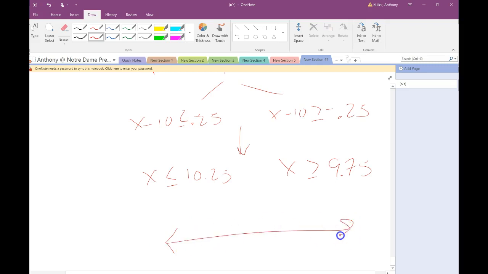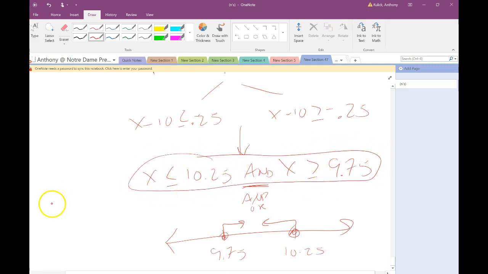And to figure out what this label is here, if it's an and or an or, we would graph these things. So here's 9.75, here's 10.25, less than, greater than, so this should be and. The other way you could do this is you could write that as a compound inequality this way. This would be okay too. So if you're more familiar with writing them that way.